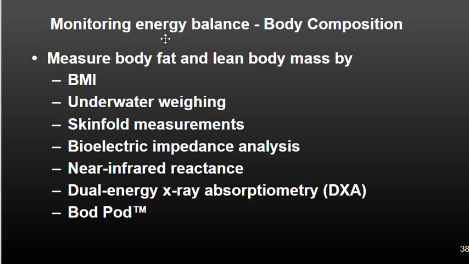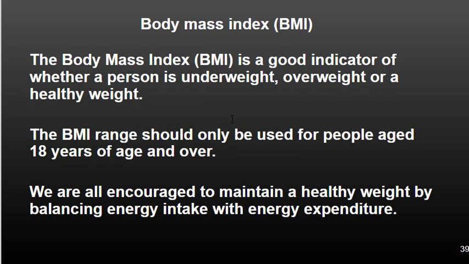There's a number of ways we can check on our energy balance, whether we're showing the correct body composition and maintaining a healthy weight. We can use things like body mass index, underwater weighing, skin fold measurements, bioelectric impedance measurements, near infrared, dual energy X-rays, and biopods. Okay, one of the easiest ways to determine whether you're maintaining a healthy weight is to use what's called body mass index. Now, there are different charts for BMI. So there are charts for adults, but there are separate BMI charts for children as well. So you need to make sure you're using the appropriate BMI charts.